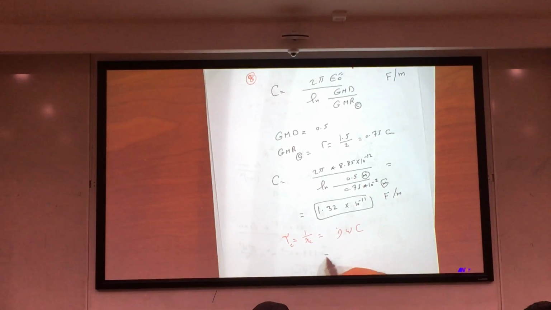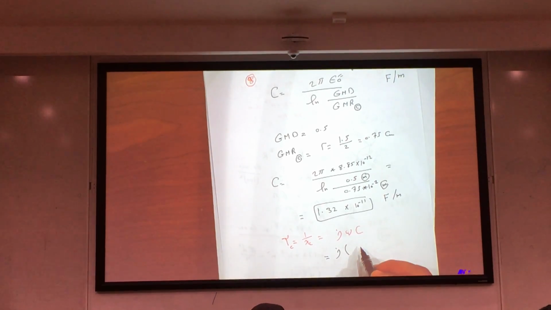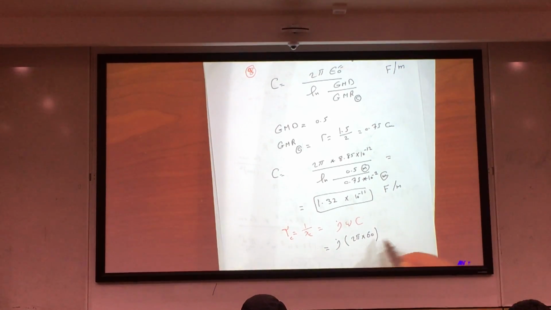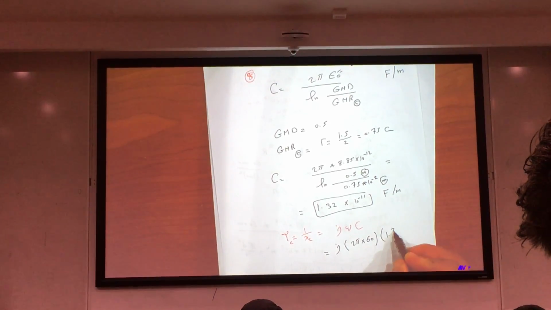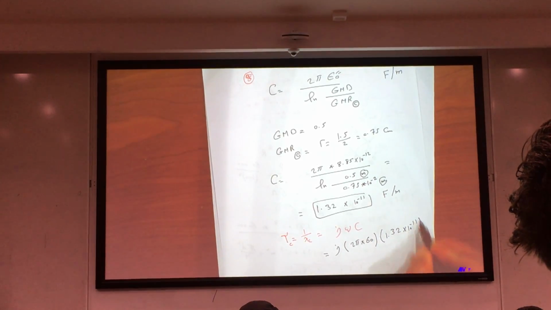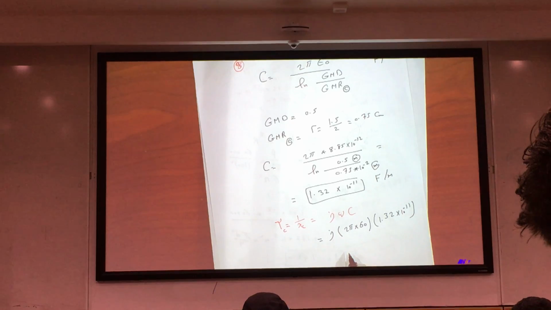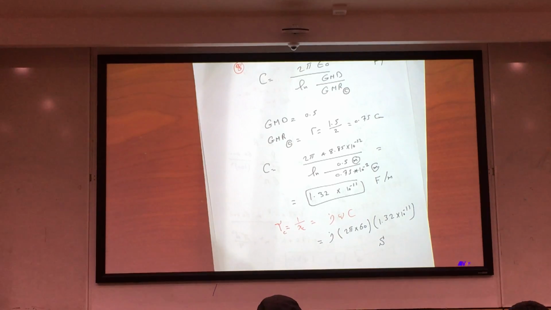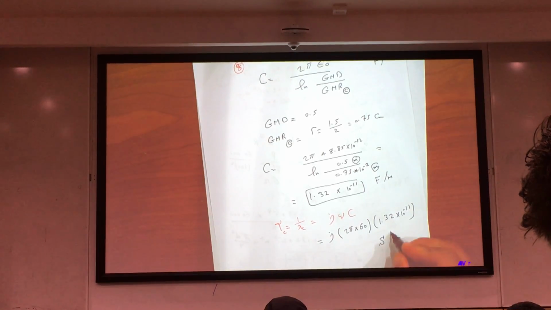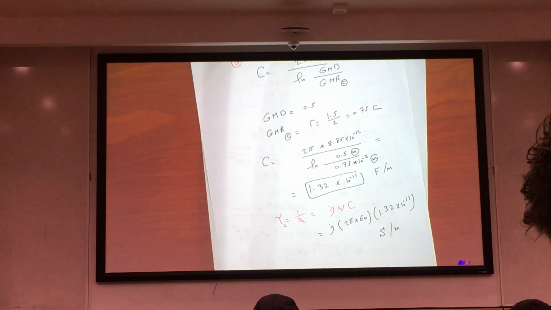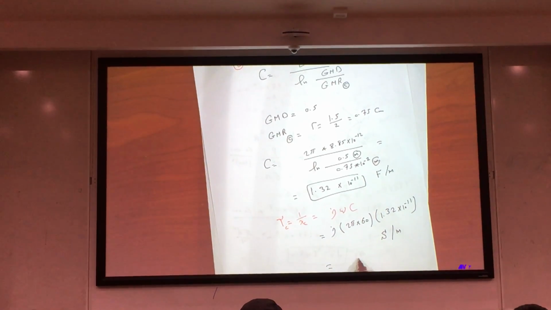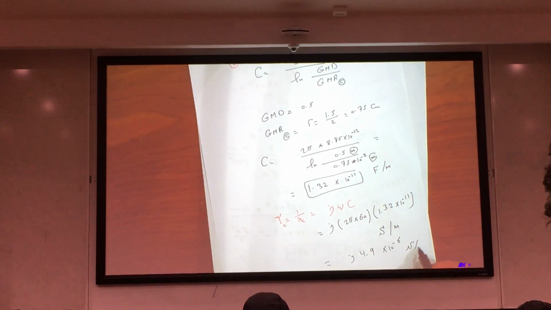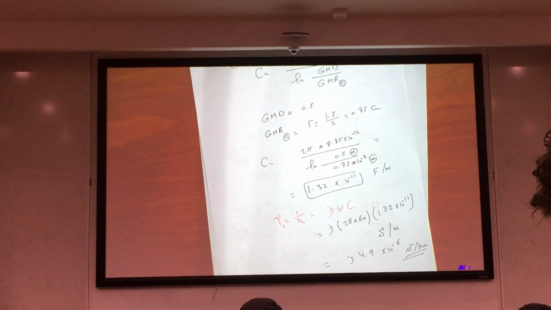Okay, j omega C, so it's equal to j times omega, the angular frequency, 2 pi f, and f in this problem is 60 hertz, and C, the value you got. The unit here will be Siemens. You know that it's the opposite of ohm. Siemens per meter. So the answer will be j 4.9 times 10 to the power minus 6 Siemens per kilometer. I just converted it to kilometer.